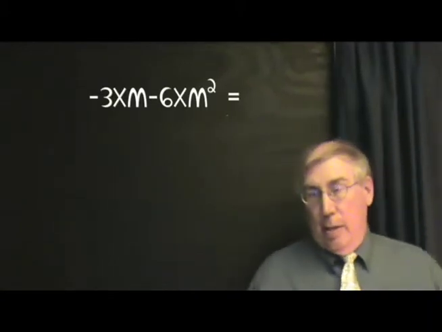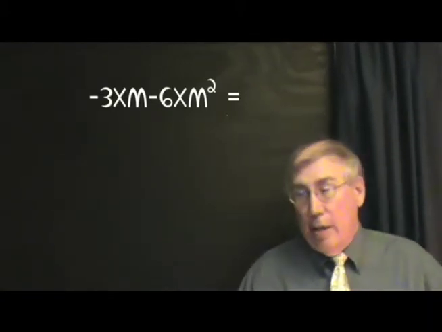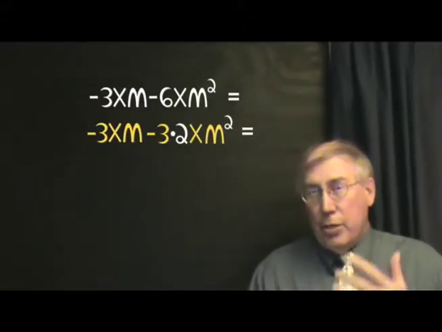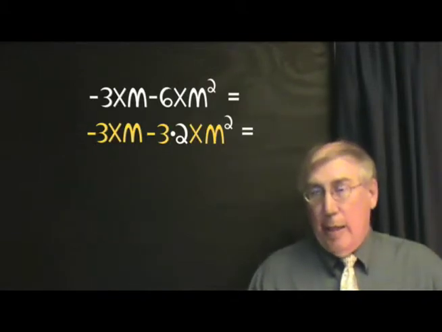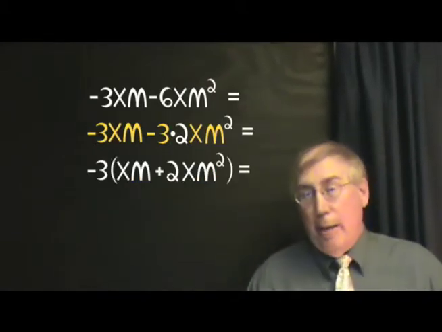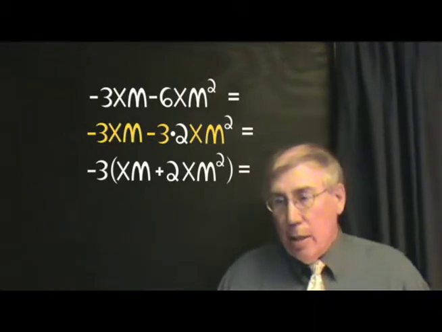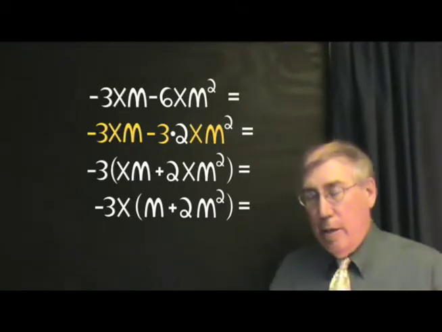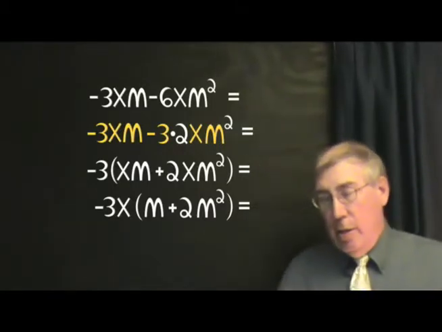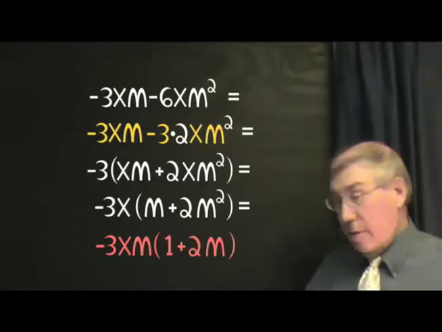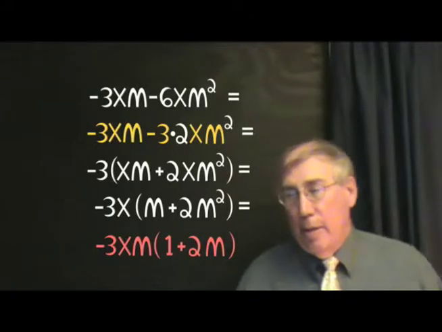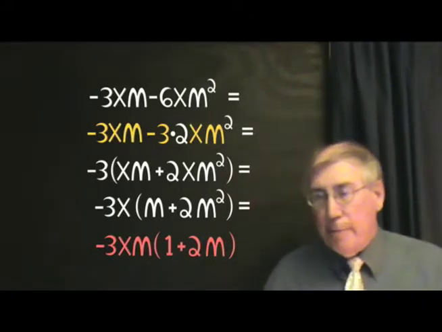Here we go. We have several things going on in this one. Let's look at all the common factors here. Each term has a negative, each term has a 3, each term has an x, each term has an m. So let's take and pull those out. I'm just doing them one at a time here. So in the end here, we should get negative 3xm times the quantity 1 plus 2m. So that was quite a thing there.